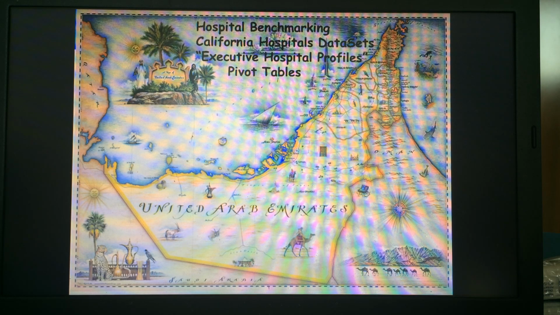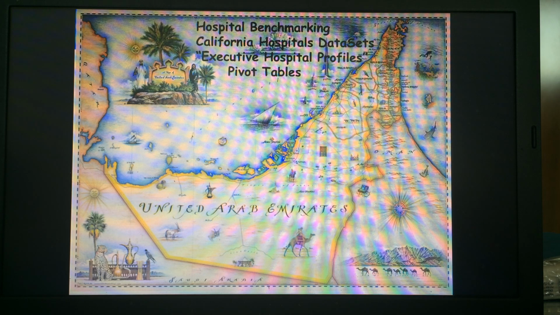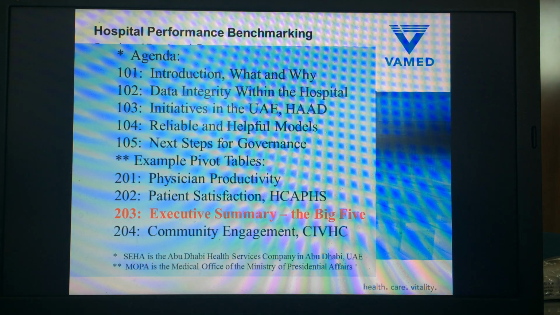If you've been following this series on how to benchmark hospitals, this will be looking at the California hospitals datasets and how to make an executive profile. In particular, look at some possibilities with pivot tables. This is a series of deep dives looking at various aspects of hospital benchmarking, and this one is about the executive summary, how to do it.